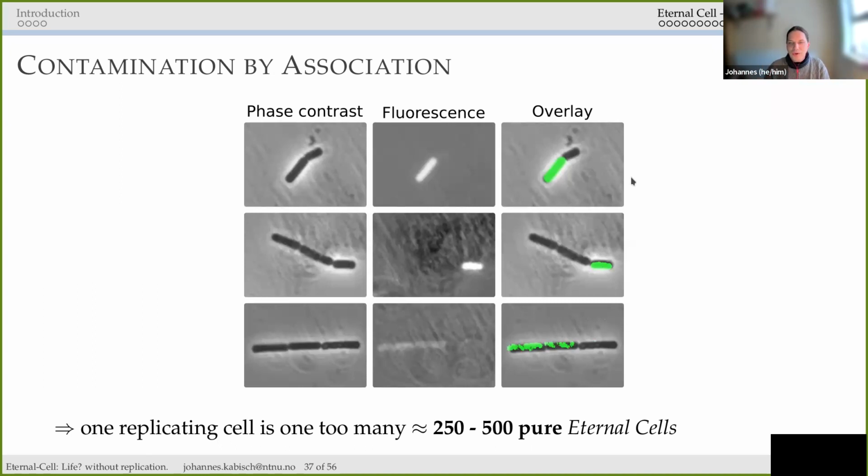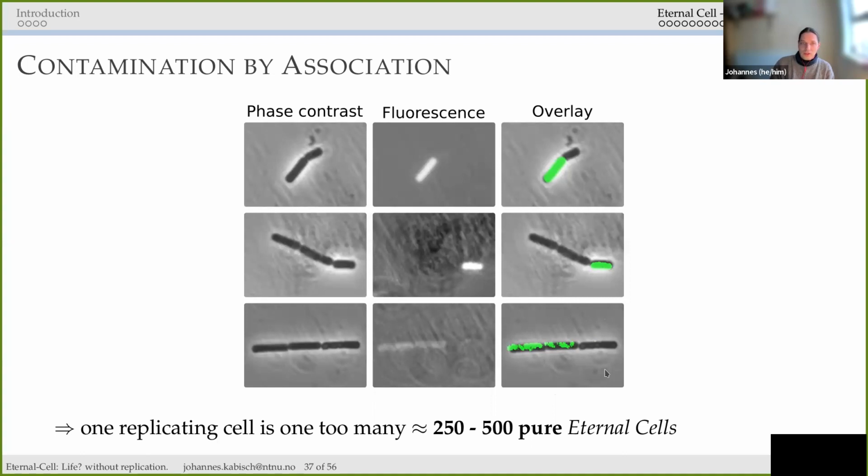And this gets back to us heavily because we have what I like to call contamination by association. So we have here our eternal cell, which has lost the ORI and is GFP. But attached to that, we sadly have another cell, which is still able to replicate, meaning this completely takes over the population right after sorting. So they start replicating again, and we cannot really do any science with it. So one replicating cell is one too many. We then figured out methods to get pure eternal cells, but end up with only roughly 250 to 500 pure eternal cells at the moment.